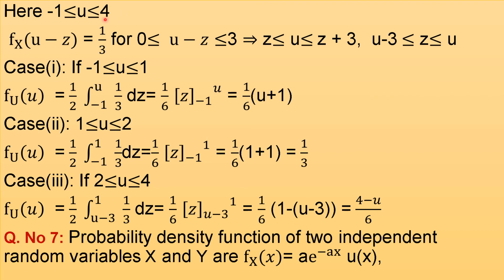So u is between -1 and 4, and that integral is with respect to z, and the interval for z is -1 to +1, which is of length 2. So we'll split this interval of u from -1 to 4 into subintervals of length 2. -1 plus 2 means it is +1.